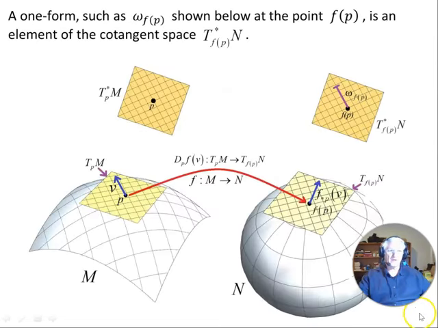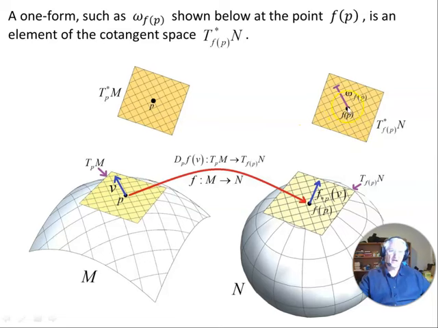All right, let's go over here. So what we've got here is a one form. I'm just going to use this symbol here with the flat head at the top instead of an arrow like a vector, because they're not vectors. Now, a one form such as omega at f of p, shown at the point f of p down here, is an element of the cotangent space to the manifold N at the point f of p. The asterisk up the top there indicates it's the dual space or the cotangent space.